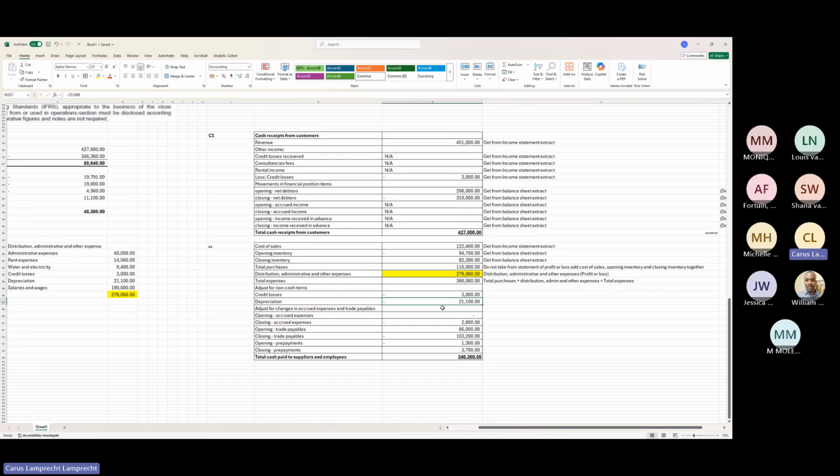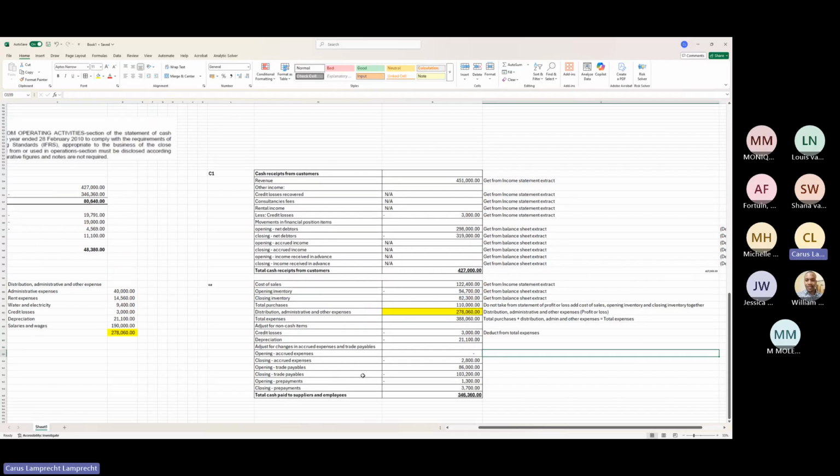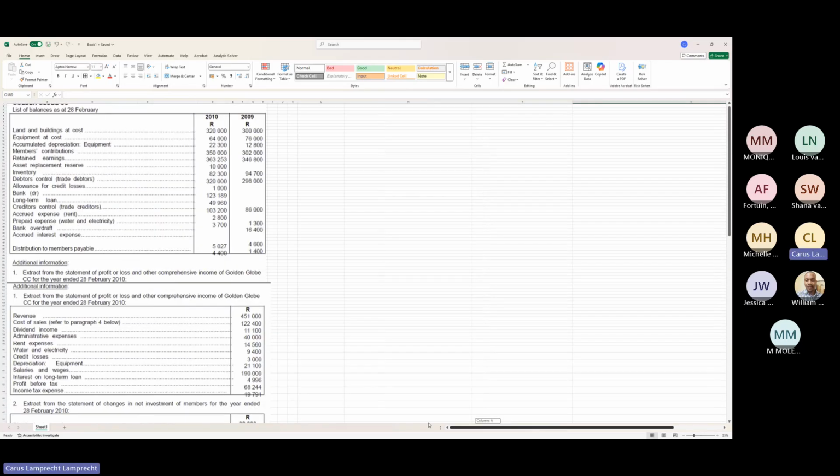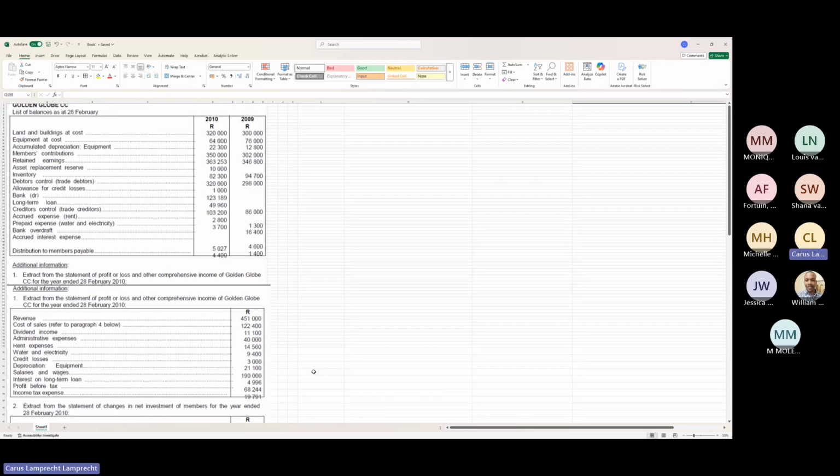Depreciation is also a non-cash item, so you just deduct it from total expenses. Okay, cool. Then you need to adjust for your accruals and trade payables. For accrued expenses, you go to your list of balances once again, and the accrued expense is obviously the rent.